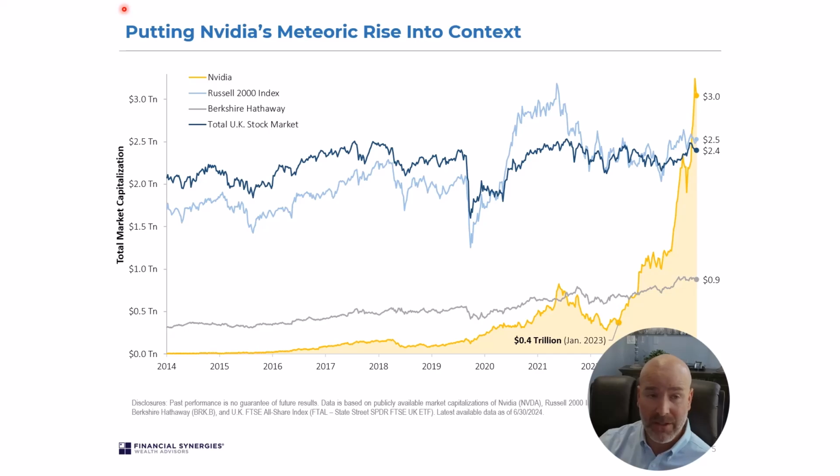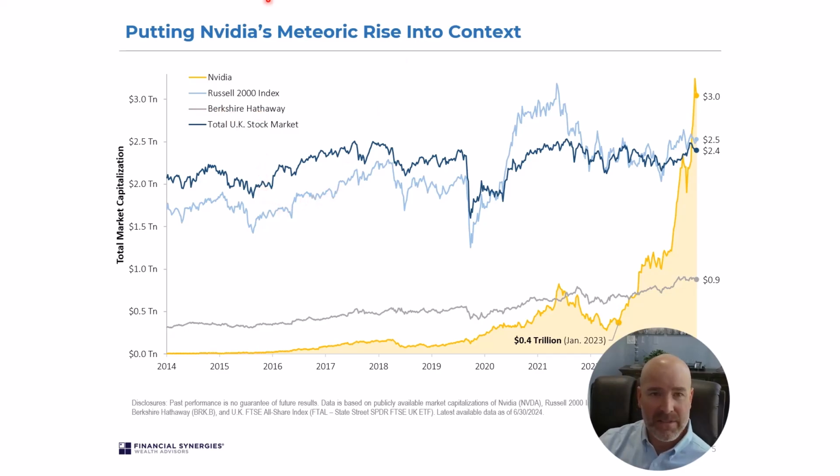It was still a very large company, obviously, but I say it just because of where it is now. Today it's around 3 trillion. It's just a staggering market capitalization. This is actually surpassing the entire market capitalization of the Russell 2000. Its market cap is over 3 times the size of Warren Buffett's Berkshire Hathaway, this line here.